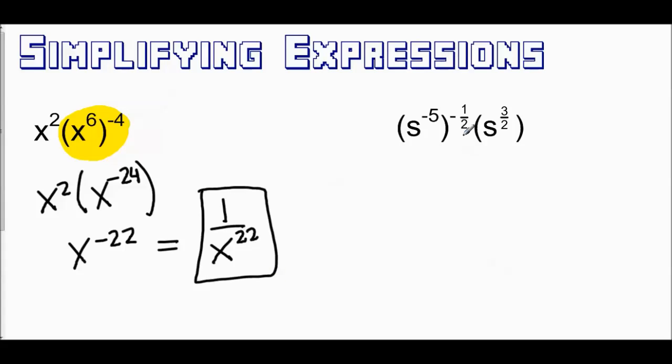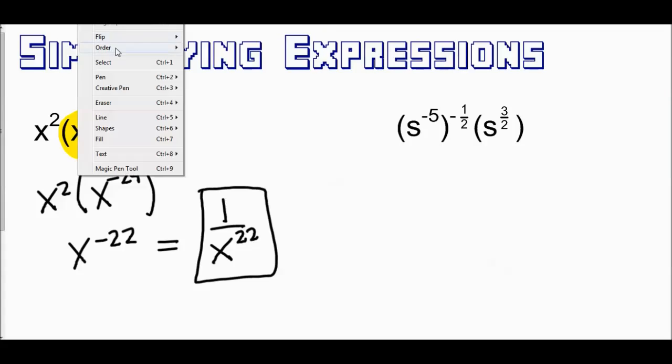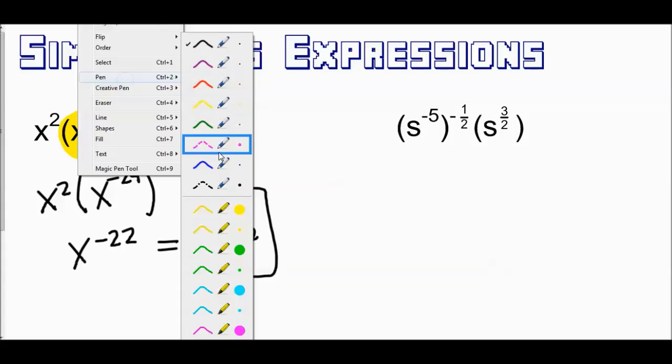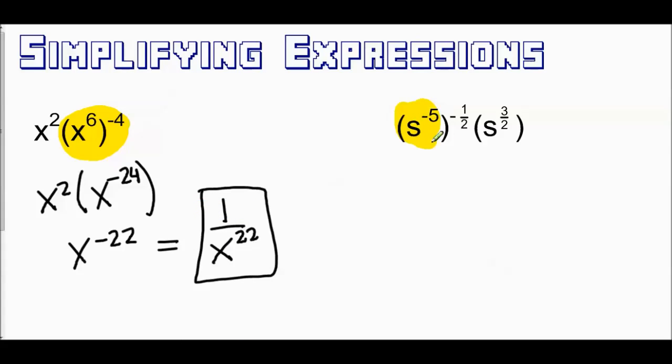Let's look at our other example over here. S to the -5th to the -1/2 power times s to the 3/2 power. I'm going to start with that exponent in there. And yes, I know with the order of operations you start with parentheses, but there's nothing to be done inside those parentheses, so that's where I'm going to the exponent, and then I work my way in.